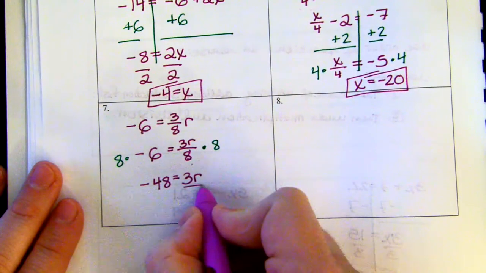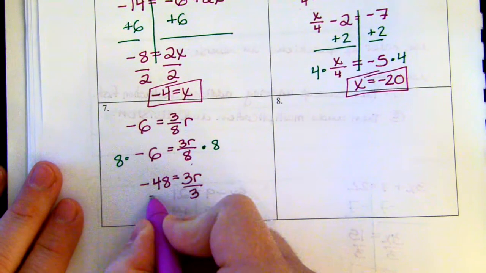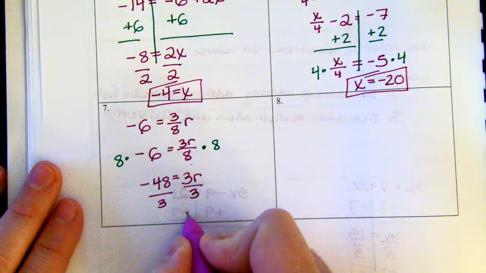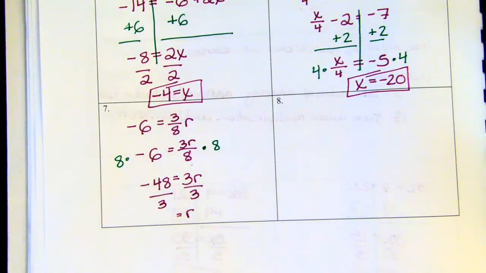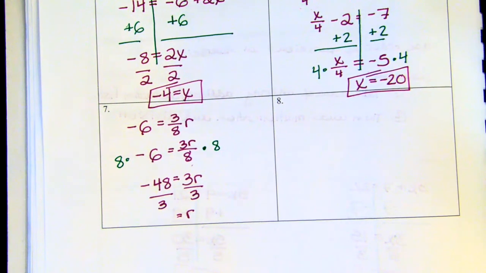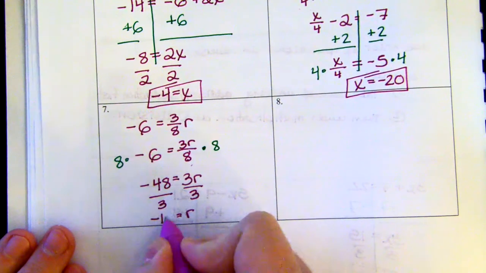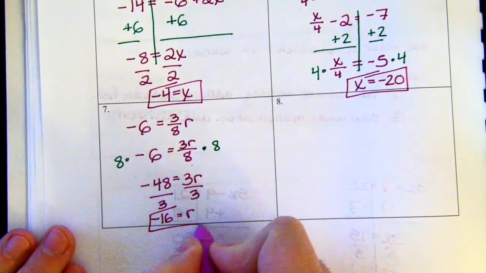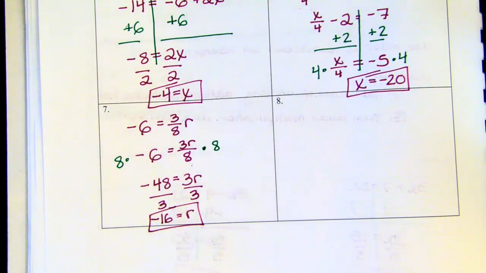We'll finish off this problem by dividing both sides by 3. And r is going to equal, go to your calculator, let's get an answer. r is going to end up equaling negative 16. r equals negative 16.